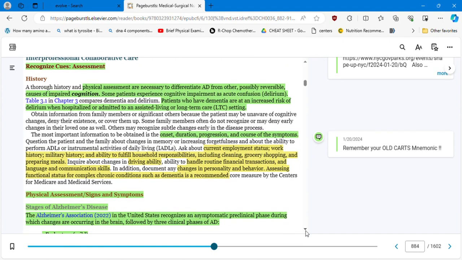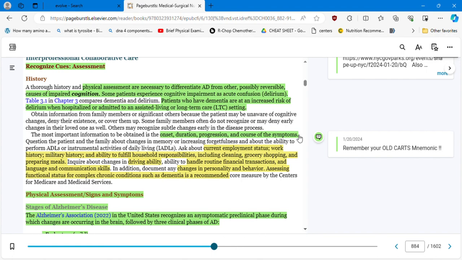Interprofessional collaborative care, recognizing the cues, the assessment is important. Physical assessment is necessary to differentiate AD from other possible reversible causes of impaired cognition. Yes, because impaired cognition could be maybe due to any trauma or any bacterial infections. So you need to do a physical assessment to differentiate. Some patients experience cognitive impairment as acute confusion, delirium. Patients who have dementia are at increased risk of delirium when hospitalized or admitted to an assisted living long-term setting.